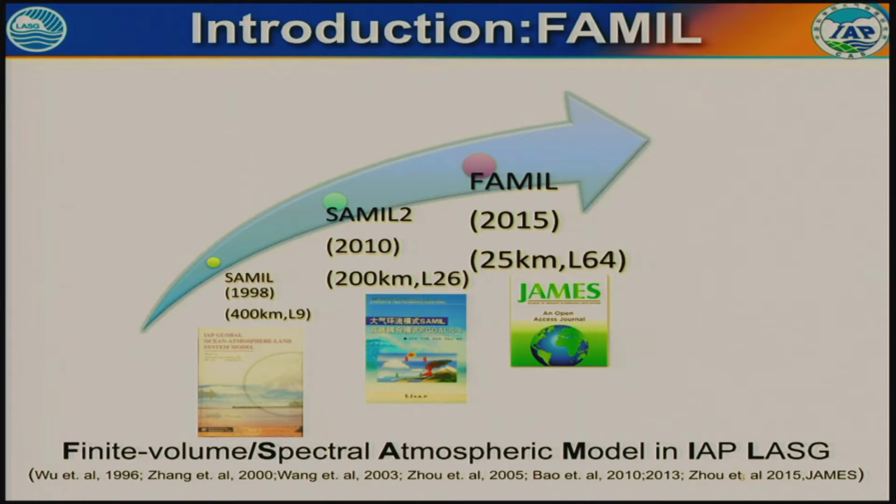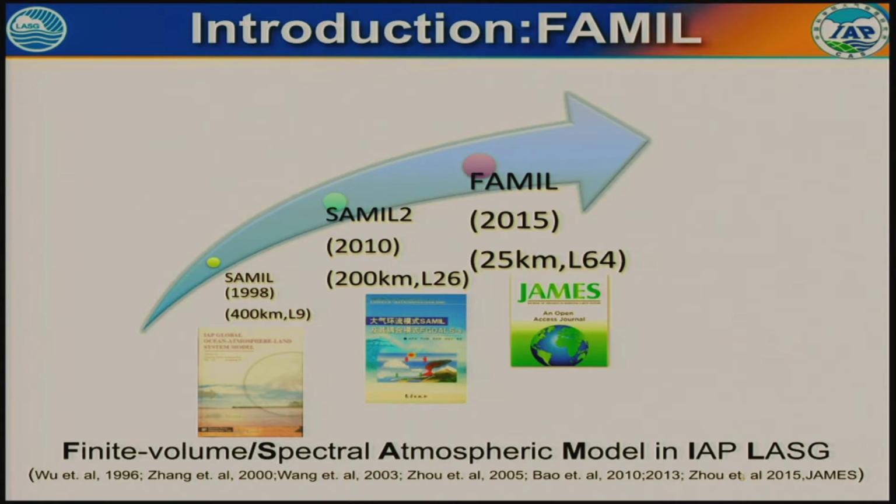Okay, first, the introduction to the model. We named it the FAMIL model. We have been developing this model for more than 10 years. The earliest version was a spectral model with about 4-degree horizontal resolution in 1998. At that time, I was still an undergraduate student. I joined the modeling team for the second generation of the spectral model. The horizontal resolution is about 200 kilometers, 2 degree by 2 degree, and the vertical layers were improved from 9 to 26 layers. The current version I'm going to show you here is the newest version of the model.